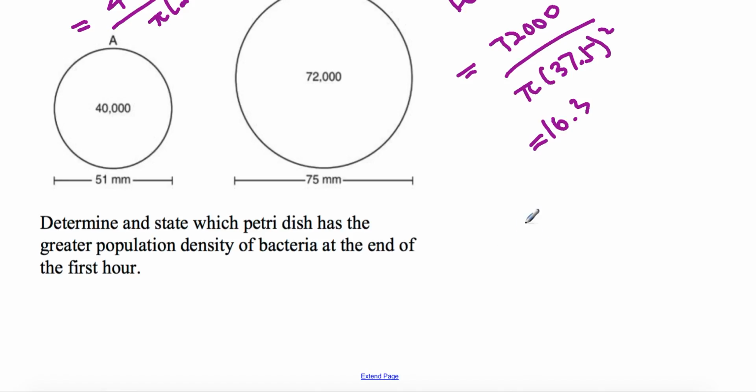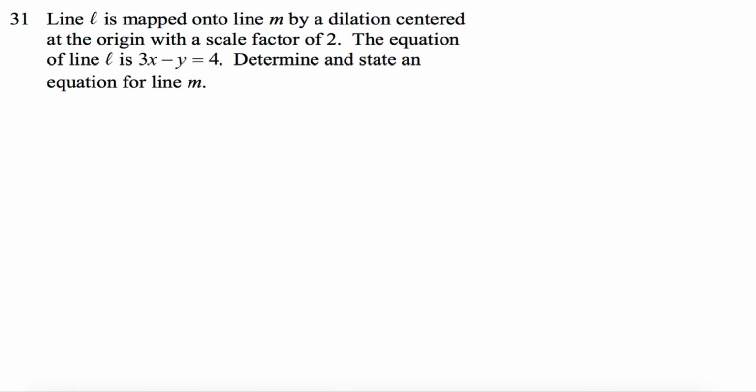All right, let's move on to the next question. Number 31. Line L is mapped onto line M by dilation. When it's dilation, the slope doesn't change. So what is the slope here? The line is y equals 3x minus 4. So the slope doesn't change, so we get y equals 3x plus b.